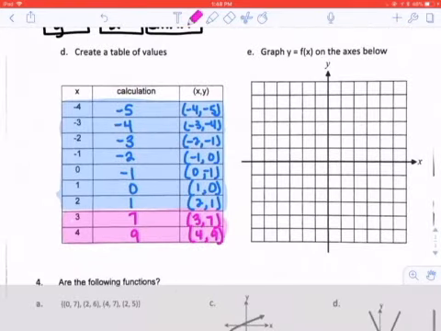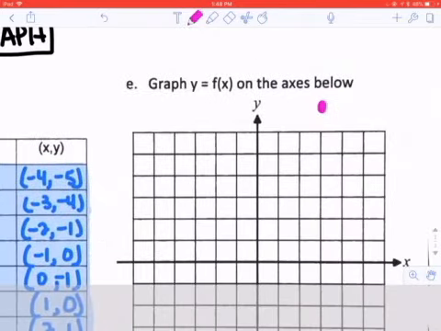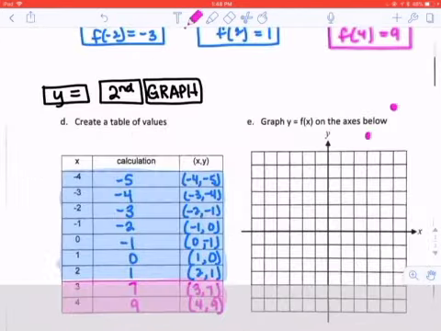Plot those points first since I'm already using pink. 3, 1, 2, 3, 4, 5, 6, 7, and it's off the graph, unfortunately. So 5, 9, if I estimate, would probably be right about there.